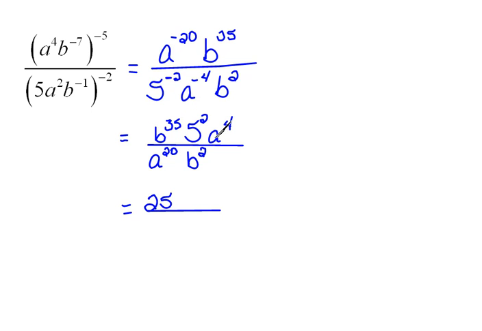Now, can you see that if you were to write out a 4 times and you were to write out a 20 times, then we have the vast majority of these a's on the bottom. So after we've canceled what we can, we're still going to have a whole bunch of a's left on the bottom. 16 of them, in fact, because 4 of them would cancel with 4 of these. So that's another trick that you can use.